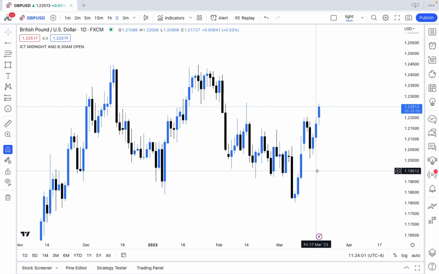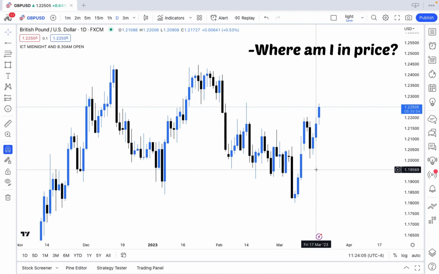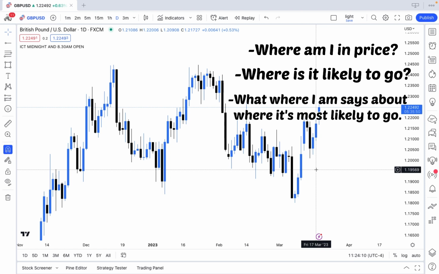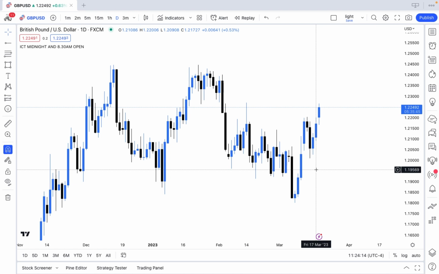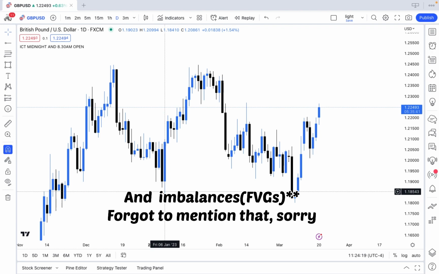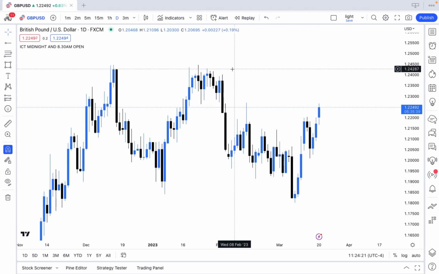If you want to think about narrative, there are three questions you ask yourself. Where am I in price? Where is it likely to go? And what does where I am tell me about where it's likely to go? So we know the market does only two things. Gravitates towards liquidity, which can be found below old lows and highs.